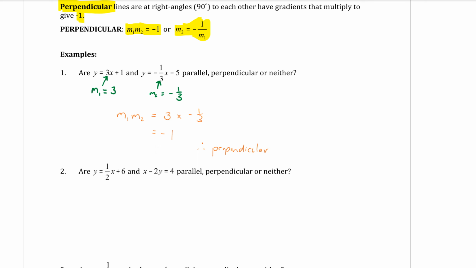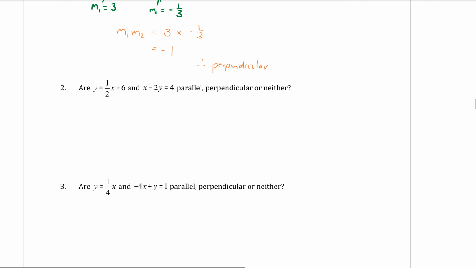Question 2. Are the lines y equals half x plus 6 and x minus 2y equals 4 parallel, perpendicular, or neither? So very similar to the first question. The first equation is already in the right form. It's y equals mx plus b. So I can read off my m1 is equal to a half. However, the second equation is not in the right form. I need to get the y by itself so I can read off that gradient. So we need to do some rearranging.